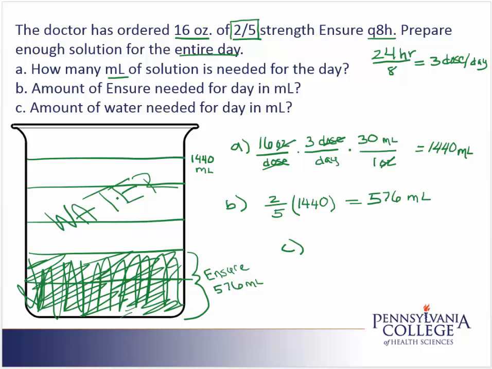Part C then asked me for the amount of water. Well, the water is everything else in the container because there were only 2 ingredients. So I take the total, the 1,440. I subtract out the nutritional supplement, the Ensure. And what I have left is 864 milliliters. And that is the amount of water. So over here in my container, these 3 sections together make 864 milliliters, and they are the water.